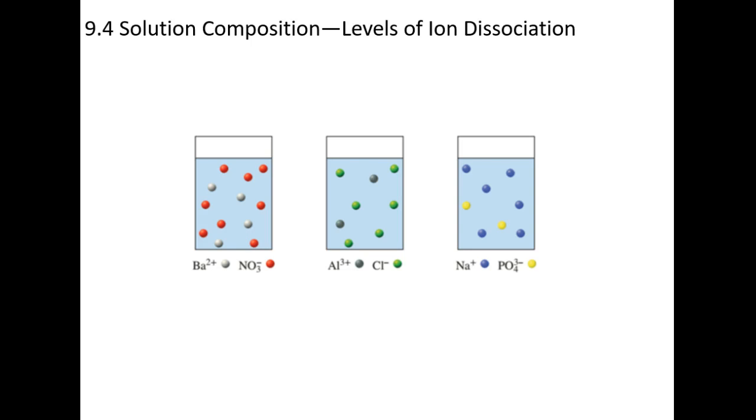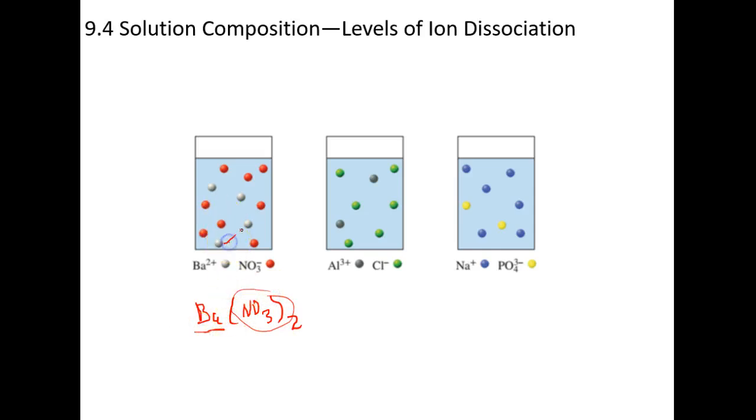Next, levels of ion dissociation. This depends on the type of ions you have. Notice you have barium nitrate. Barium has a 2+ charge, nitrate has a 1- charge. So the formula is Ba(NO3)2. That means when you dissolve this in water, you'll always have twice the amount of nitrates compared to barium.